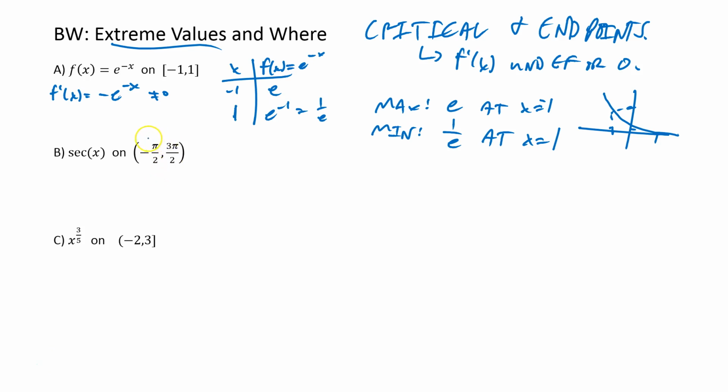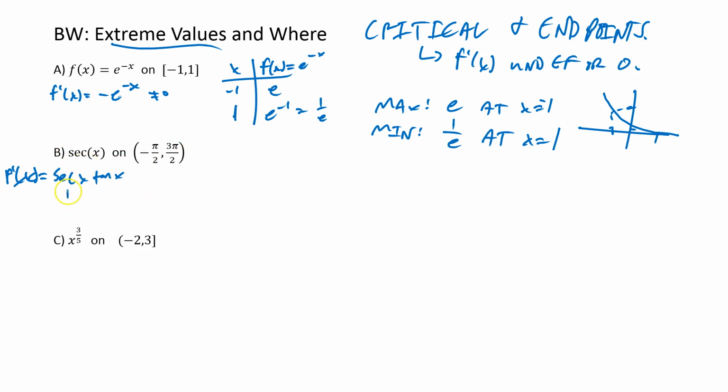Okay, so next up, we've got secant x on the open interval negative pi over 2 to 3 pi over 2. So the derivative of secant x is secant x tangent x. That's f prime. And let's see if we know when that is 0 between negative pi over 2 and 3 pi over 2. So secant is never 0, right? Secant is never 0. It can be undefined, though.